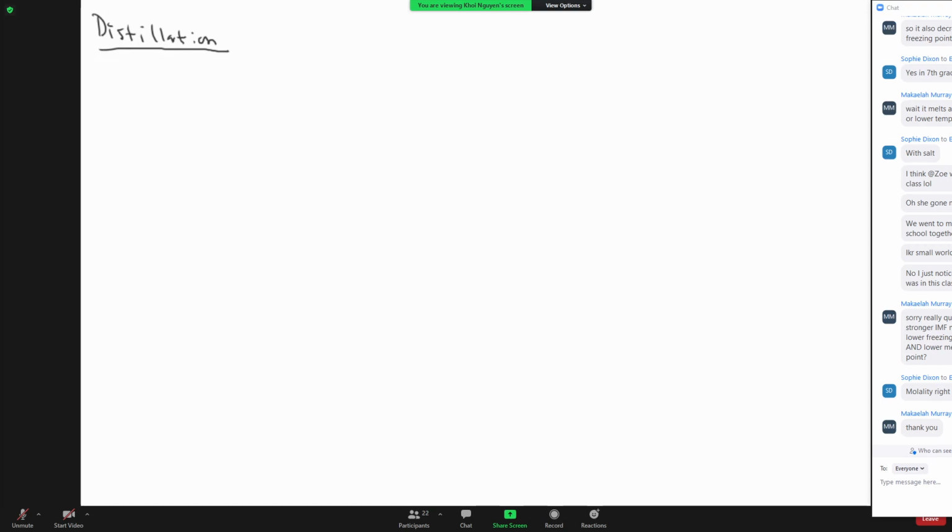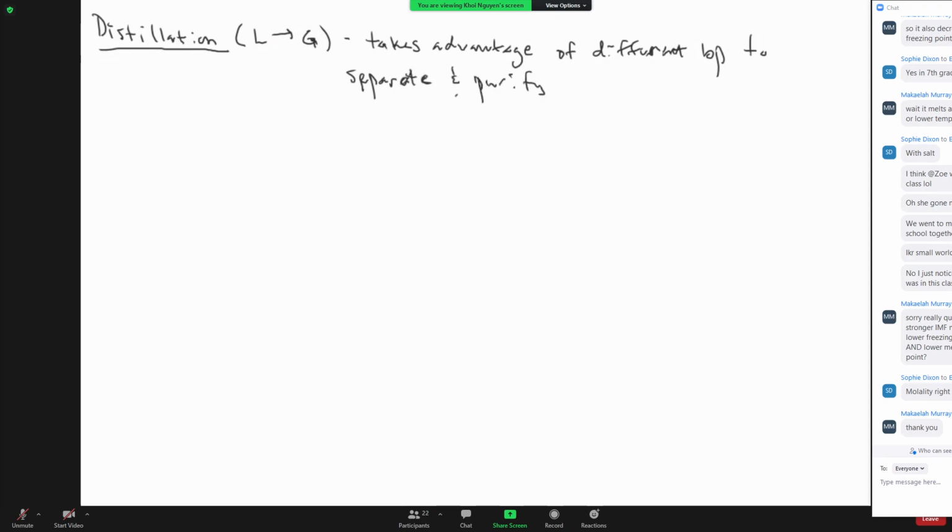So distillation takes advantage of the liquid to gas phase transformation. It takes advantage of different boiling points to separate and purify two liquids.